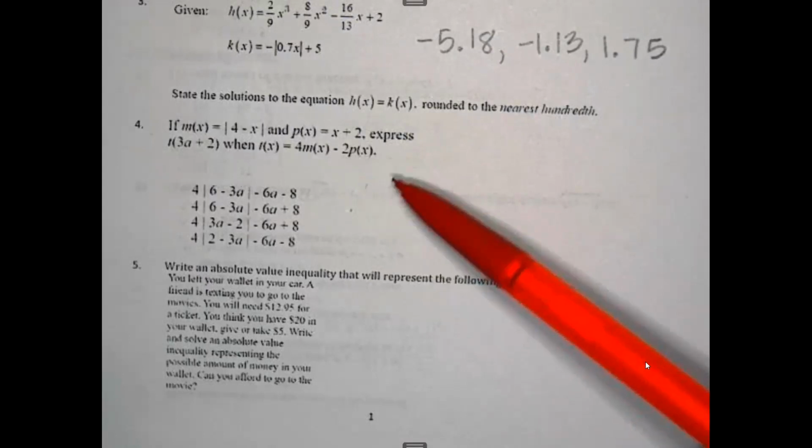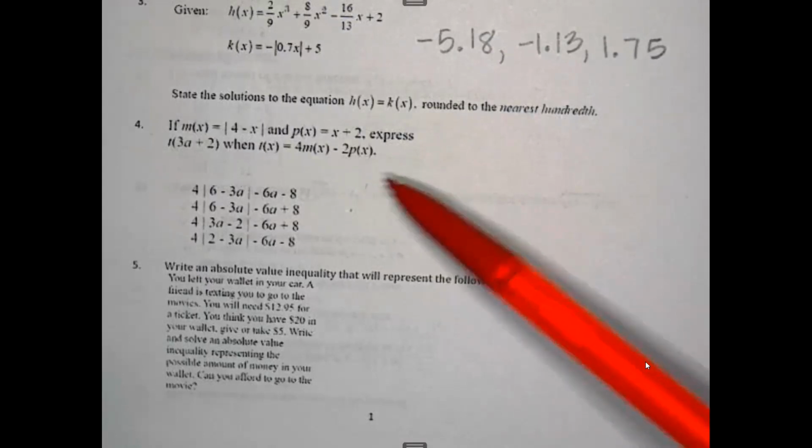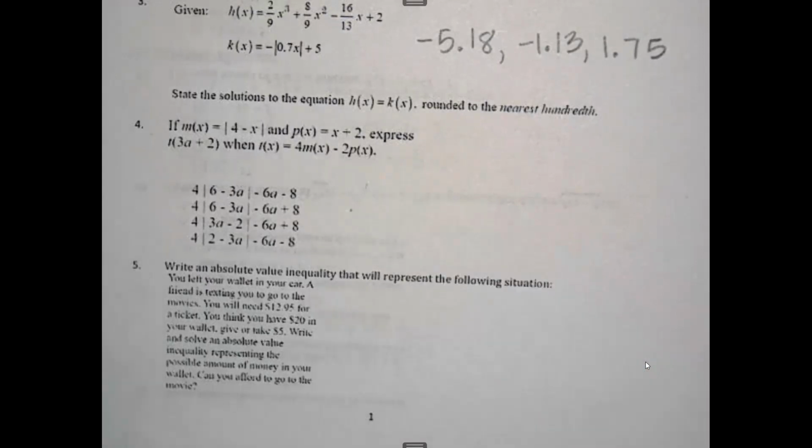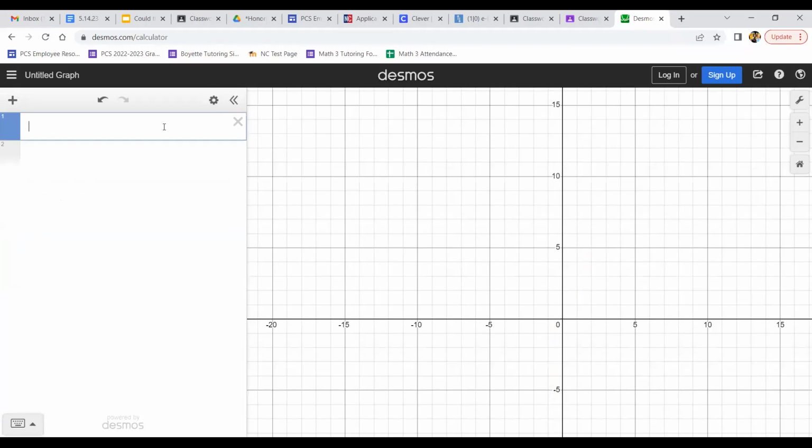And the one thing about Desmos is it likes to use X as the input. It doesn't like to use anything else. So I'm going to show you what happens if we type in like 3A plus 2. Desmos doesn't graph it. It asks you if you want to put a slider, and then it lets you plug in different values for A, and it tells you what it equals if you plug in those different values for A.